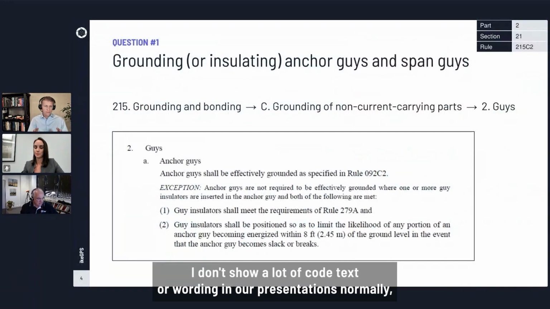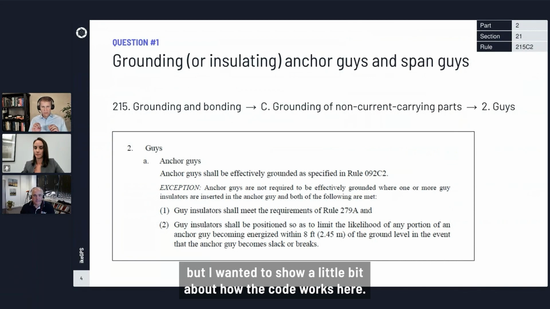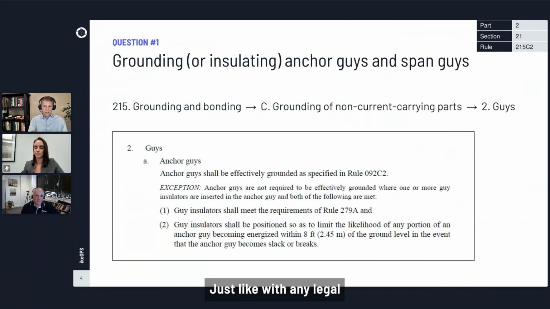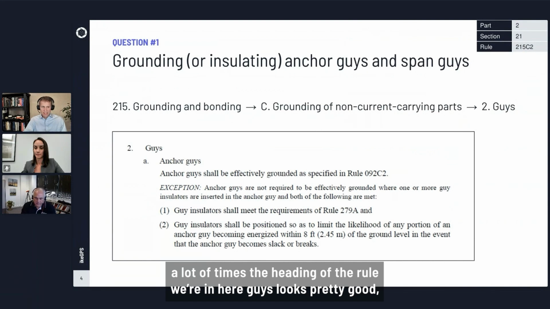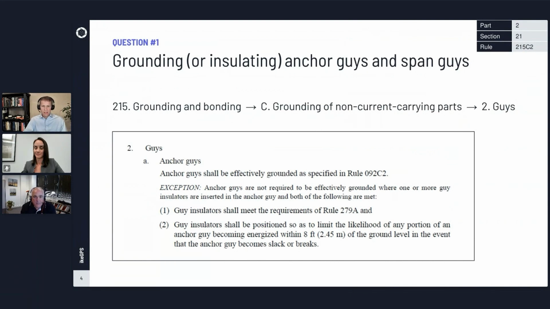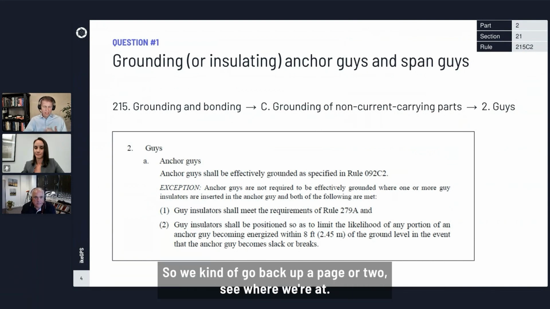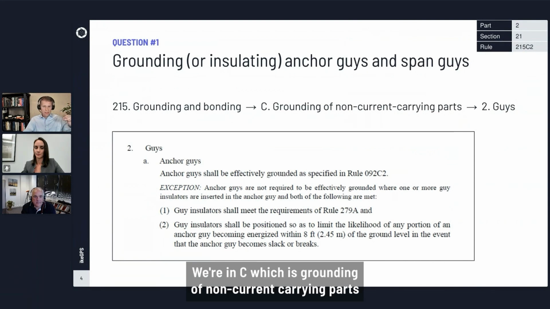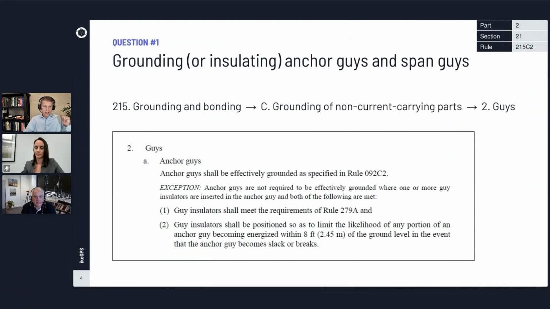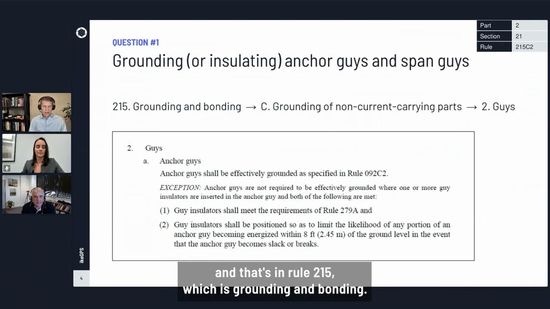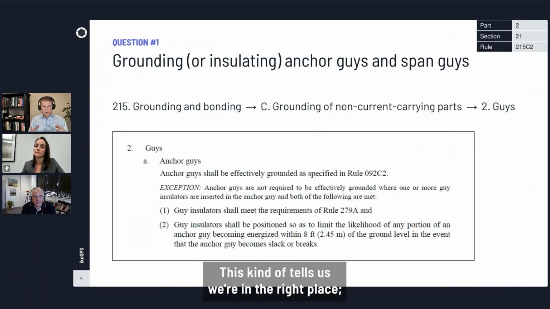I don't show a lot of code text or wording in our presentations normally, but I wanted to show a little bit about how the code works here. Just like with any legal standards, state law, other standards, a lot of times the heading of the rule we're in, guys, looks pretty good, but we want to make sure we're in the right part. So we go back up a page or two, see where we're at. We're in C, which is grounding for non-current carrying parts, and that's in Rule 215, which is grounding and bonding. So that tells us we're in the right place, just making sure we're where we think we are.